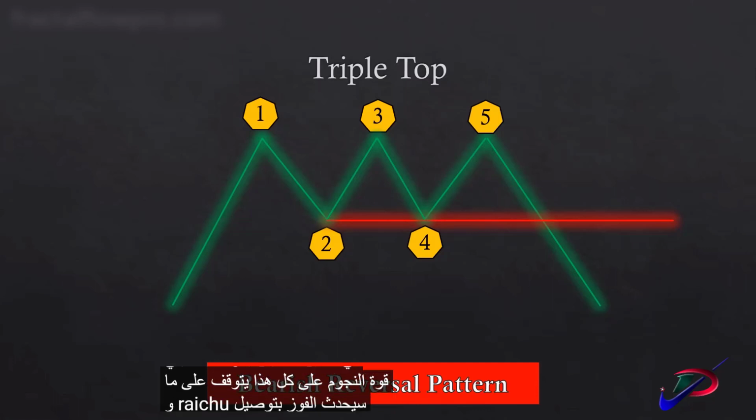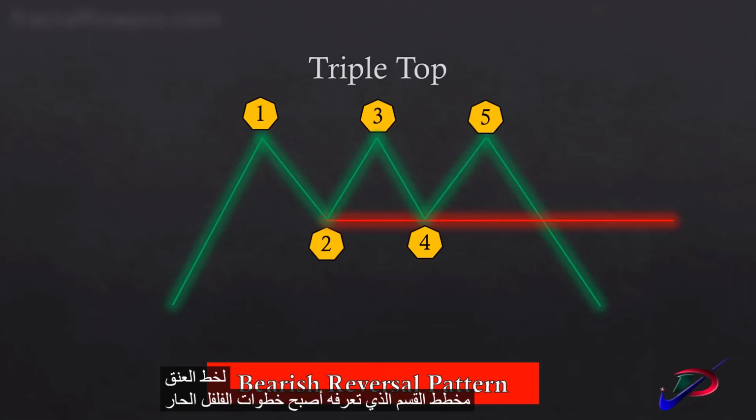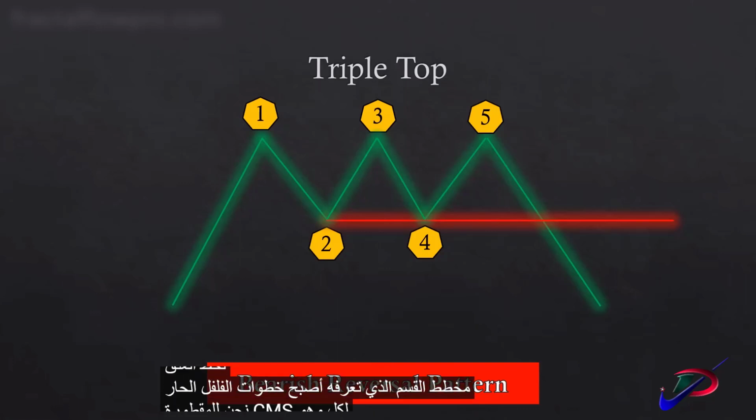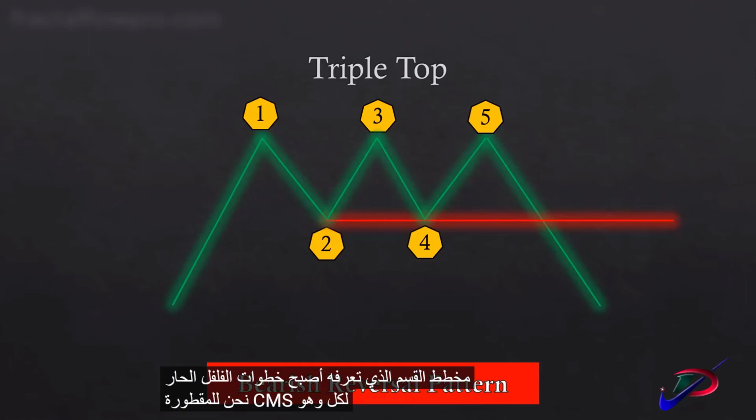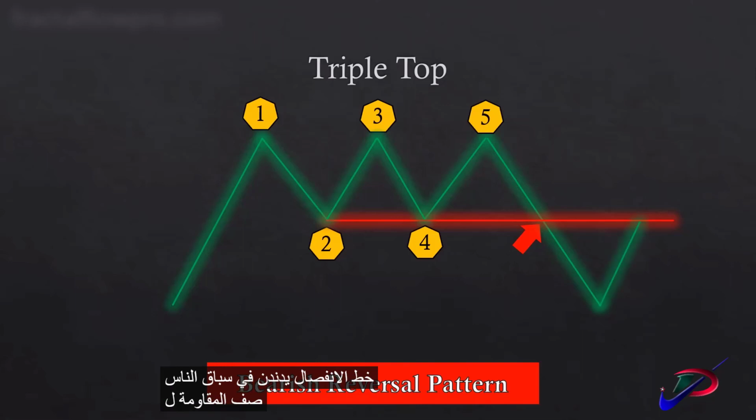It all depends on what will happen when you connect highs 2 and 4 to form the neckline or breakout line. The way to actually trade the pattern is the same as before. The trader should wait for a breakout to the downside of the breakout line and a retracement to the line acting as resistance now. That's the ideal scenario.